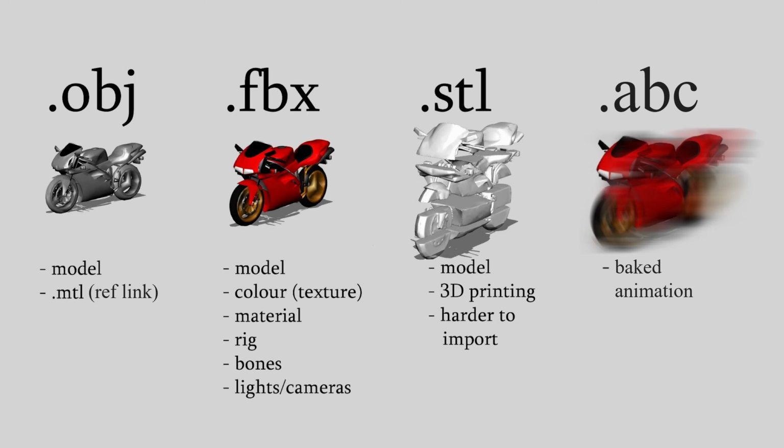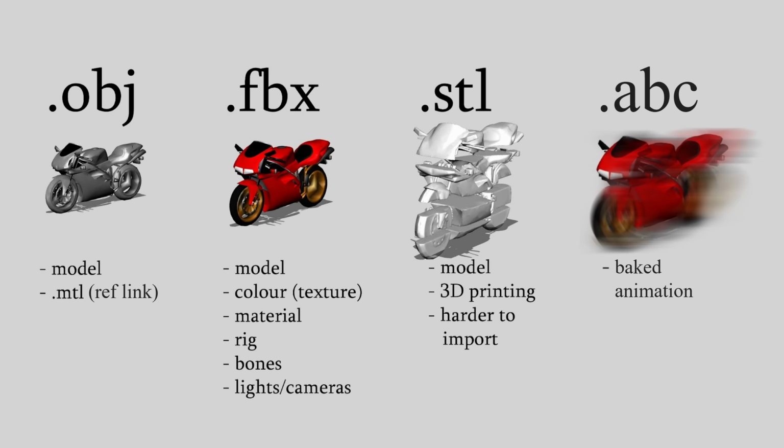All of this information obviously needs to be stored somehow. So here are 4 of the most common 3D file types: OBJ, FBX, STL, and ABC. OBJ contains just the 3D model with a reference link to a separate material file. This is the most basic of the 3D file types. FBX, on the other hand, is one of the most versatile 3D file types that contains the model, color texture, material, rig, bones, lights, and cameras. Pretty much everything. So you can think of FBX as the catch-all file that can be shared across applications.